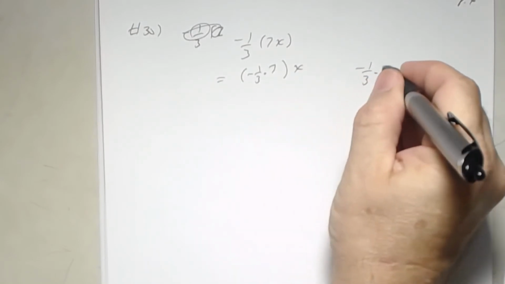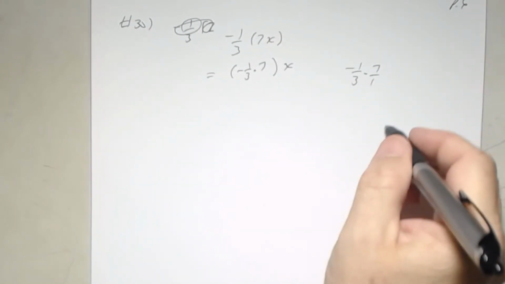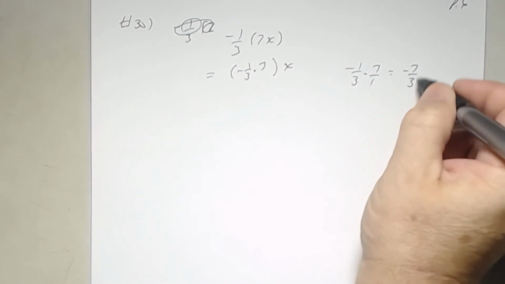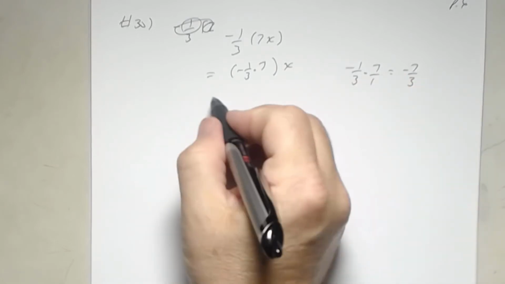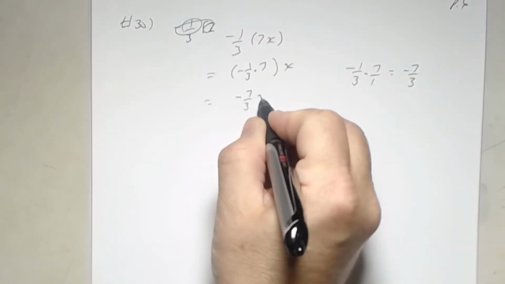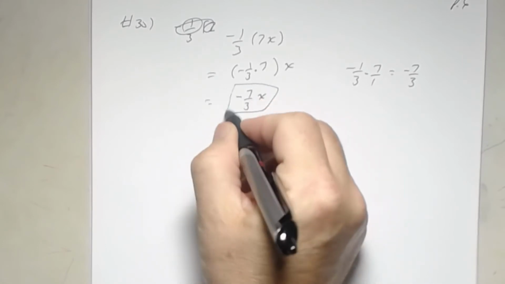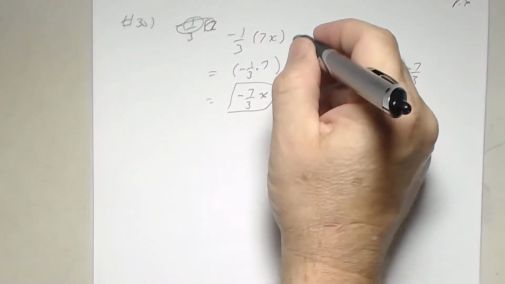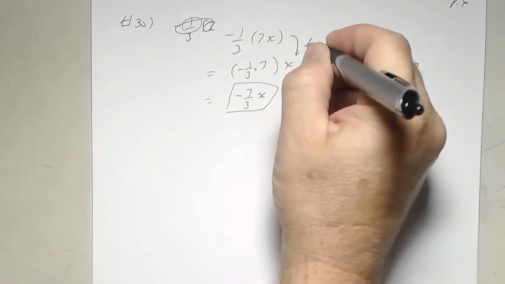What is negative 1/3 times 7 over 1 the same as? Negative 7/3. Can I reduce this? Can I simplify this? No. So the answer then is just what? Negative 7/3 x, just like this. That's the answer. All right, and so remember we use the associative property here, going from here to here. What's the associative property?